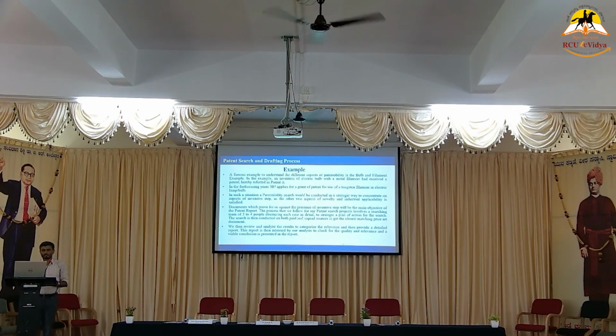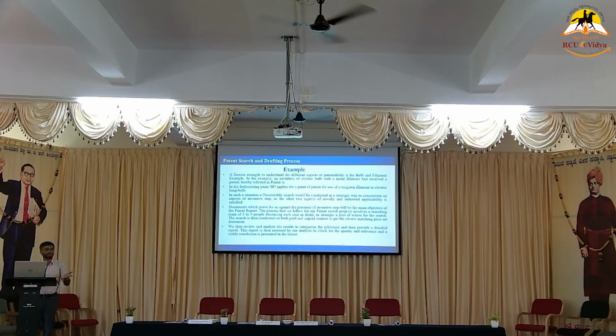A famous example to understand the different aspects of patentability is the bulb and the filament example. In the example, an invention of an electric bulb with a metal filament had received a patent, hereby referred to as patent A. Already people have applied on a bulb. So a bulb consists of an electric bulb and a metal filament. Many parts are there, but these are the two areas where there is a scope for a patent. So patent A has been applied already.